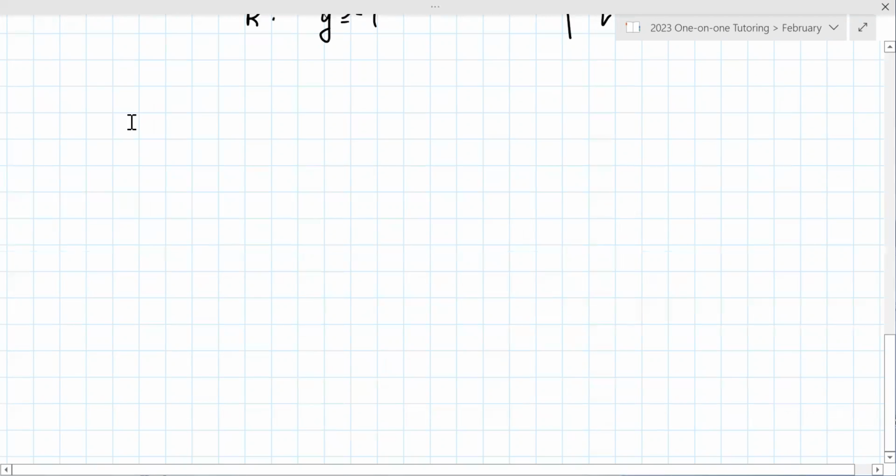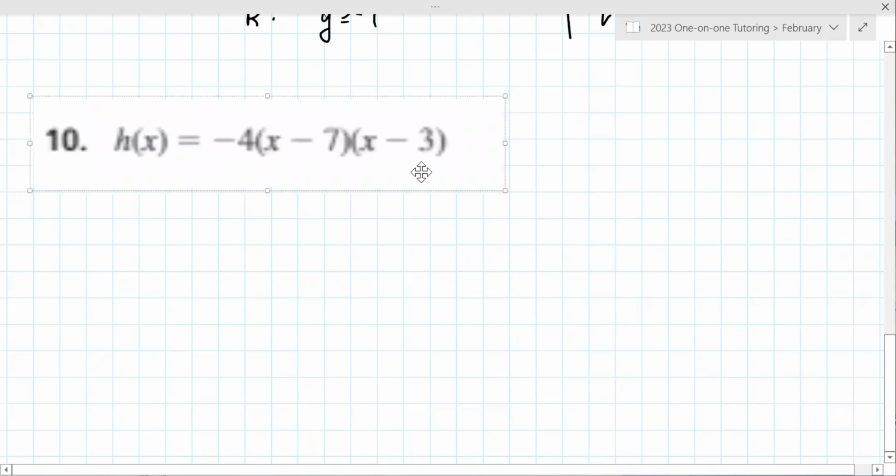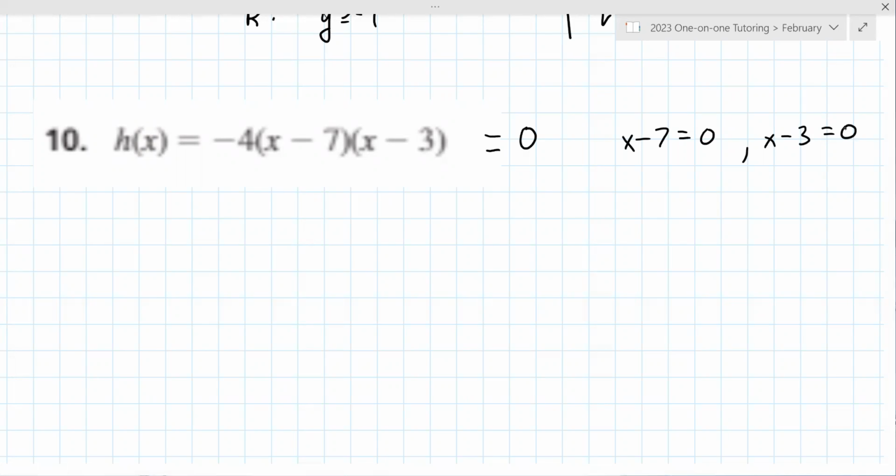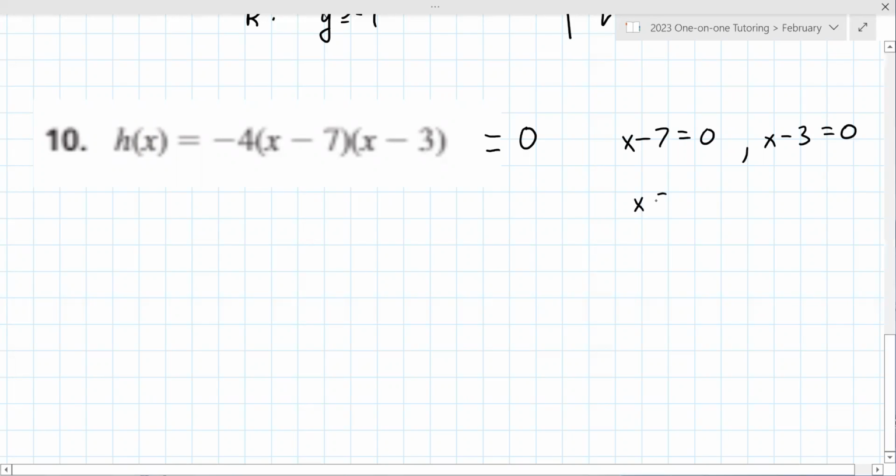So here we go, number 10. Again, probably best to find the intercepts first. So you set the x terms, this -4 is not an x term, just the x minus 7 and the x minus 3, equal to 0. Okay. So I'm just writing all this stuff down. Okay, so then the x-intercepts are 7, 0 and 3, 0. Good. So where does that put the vertex?